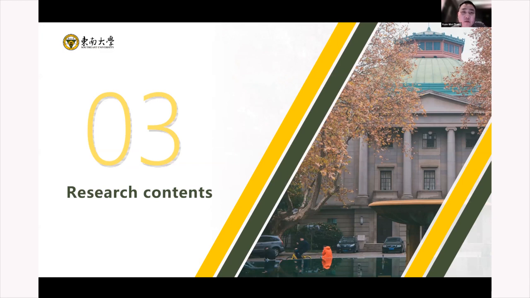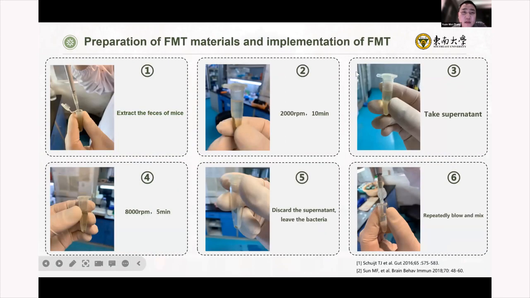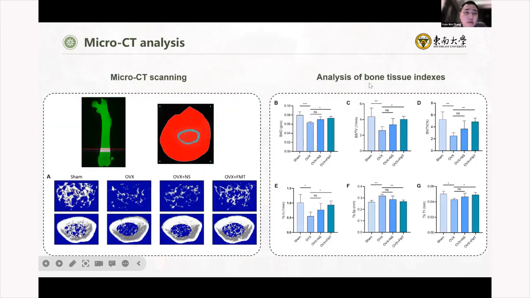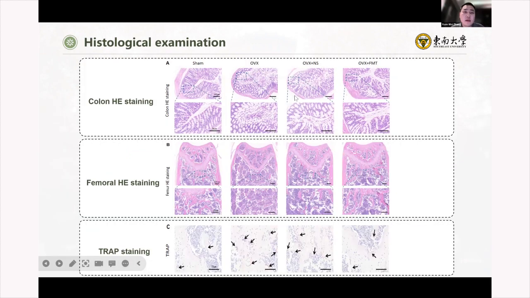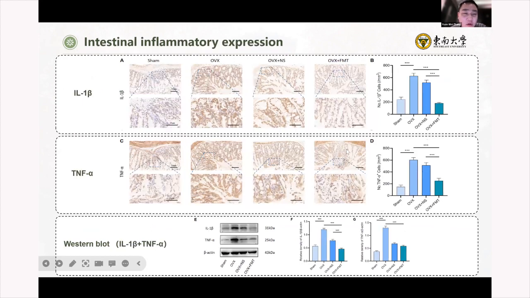Next is the research contents. Firstly, we constructed the mice models in each group, and then we prepared the FMT materials and implemented FMT. Next, we completed the micro-CT analysis, and the histological examination was also performed. Next, the intestinal barrier function was detected, and the result is shown here. Next, the inflammation response was also evaluated in our experiment.